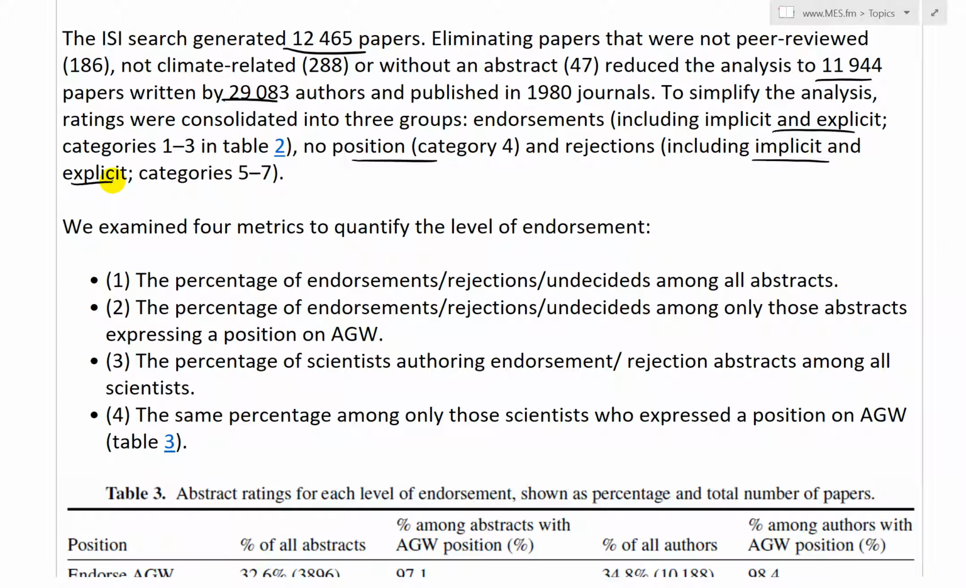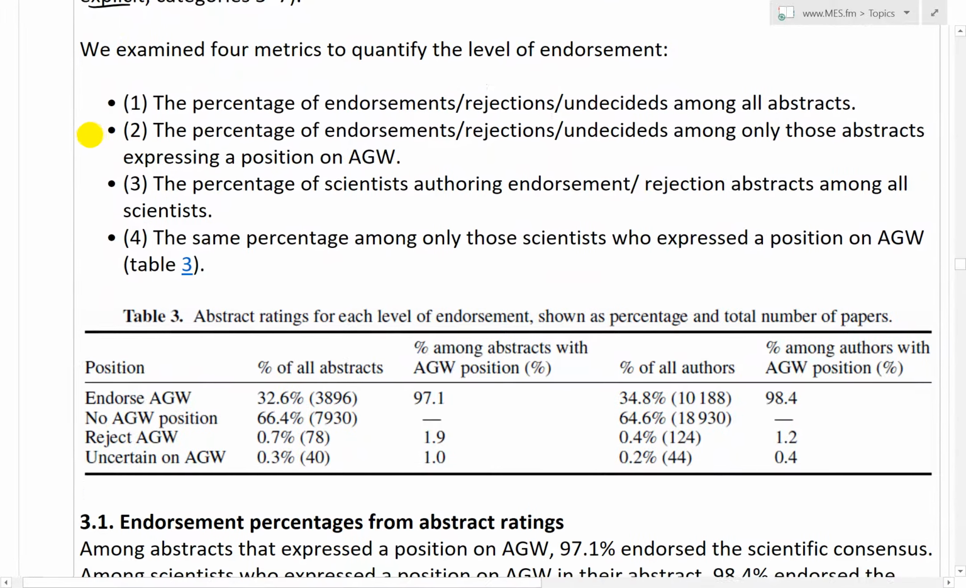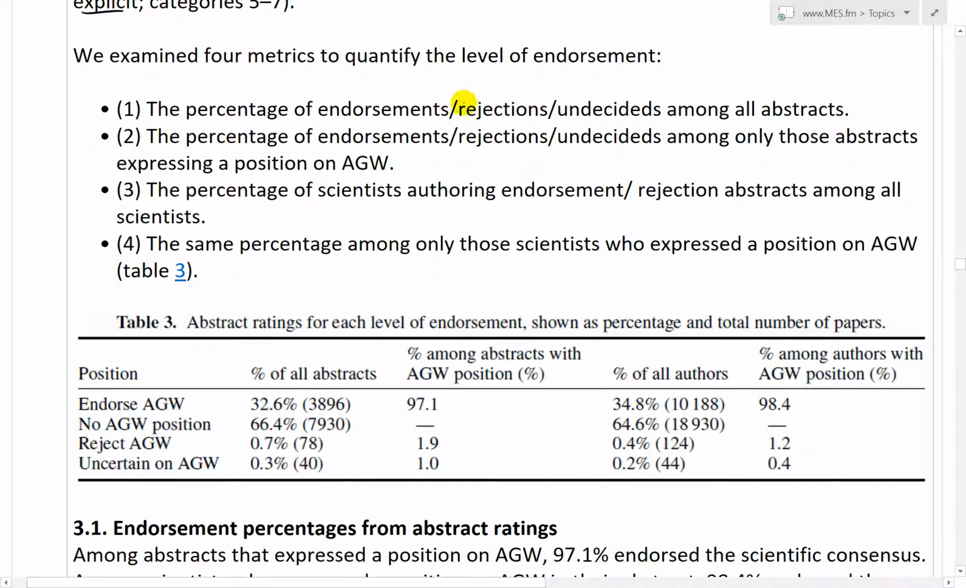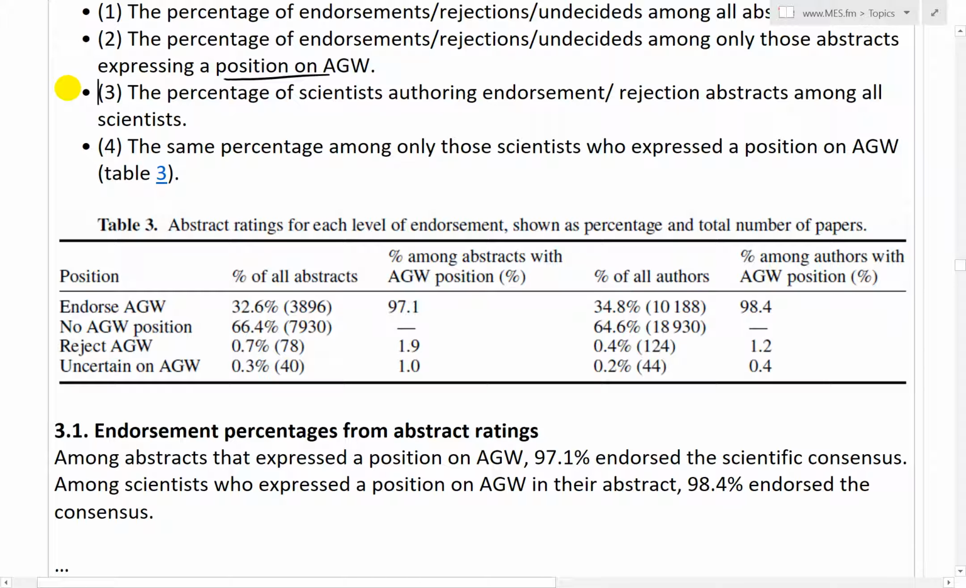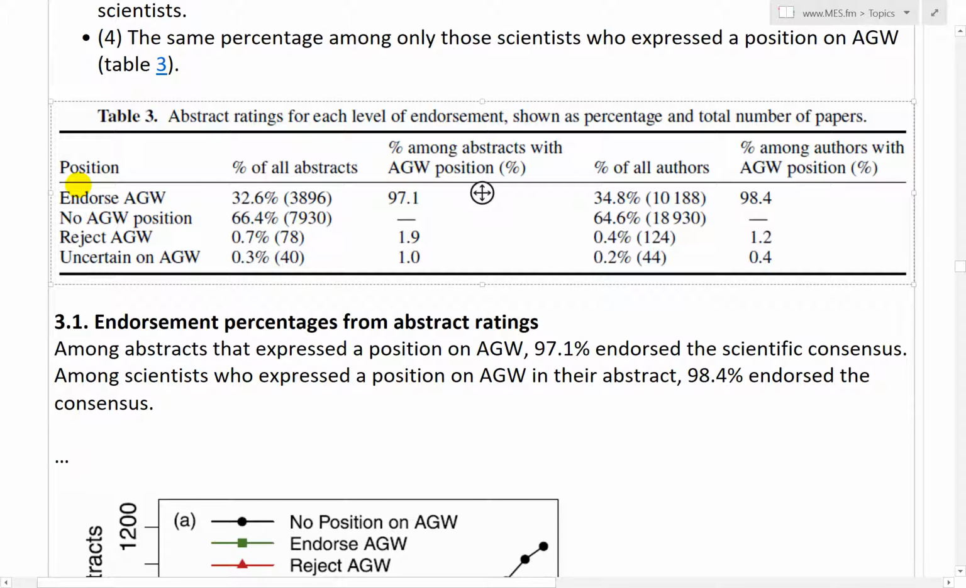And then we examined four metrics to quantify level of endorsement: the percentage of endorsements, rejections, and undecideds among all abstracts, and the percentage of endorsements, rejections, and undecideds among only abstracts expressing a position on AGW. The percentage of signers authoring endorsement or rejection abstracts among all signers, and the same percentage among only those signers who express a position on AGW. So yeah, those seem a bit confusing. Here's a table. Hopefully it makes a bit more sense.